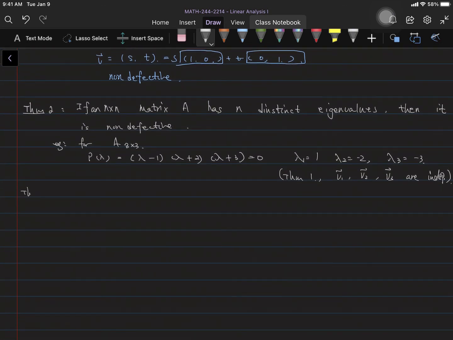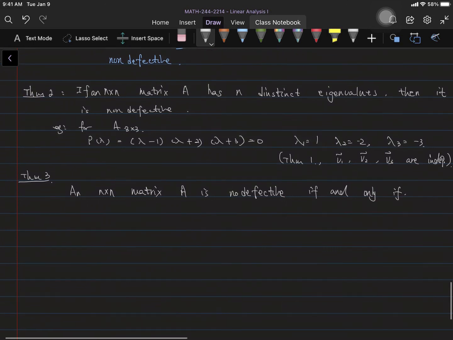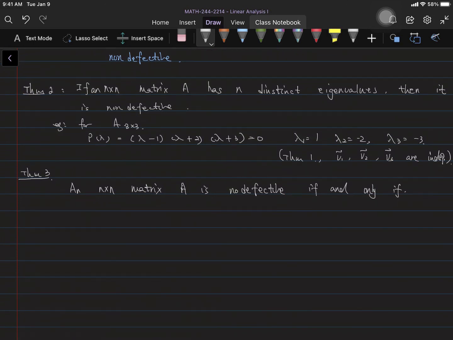And then we have another theorem, theorem 3. Matrix A is non-defective if and only if, I'm just going to write down this one, the dimension of E_i equals m_i. So what's the meaning? That means the dimension of each eigenspace is the same as the multiplicity.